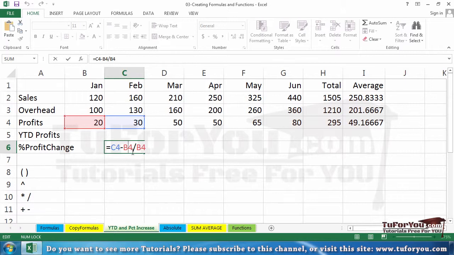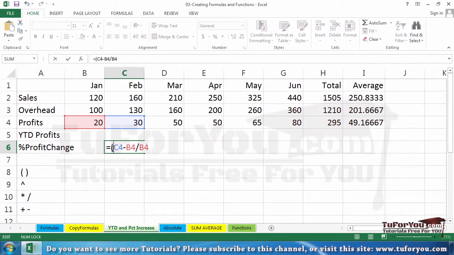In performing this calculation, Excel first of all looks down the list. What's the first symbol in the list that's in the formula? Division, so this happens first. B4 divided by B4 is 1. What's C4 equal to? That's 30. 30 minus 1, that's why we get the 29. What we want to have happened first is the subtraction, so we put it in parentheses.